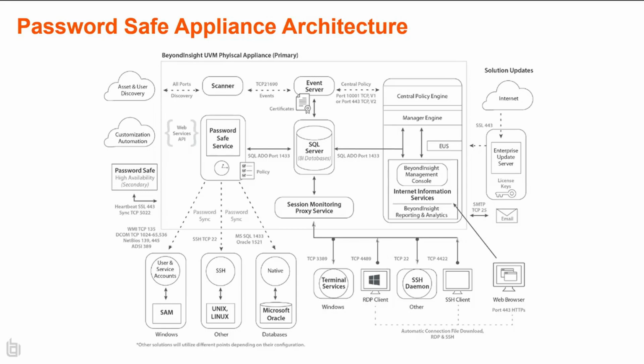The second slide shows the architecture of the UVM appliance, both the components under the hood and how they talk to external systems. This is particularly useful to show how Password Safe uses protocols native to the target system for credential management and session management, as well as to explain how sessions are proxied through the appliance to enable monitoring and recording of those sessions.